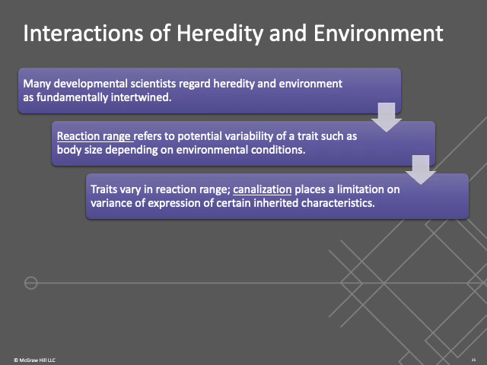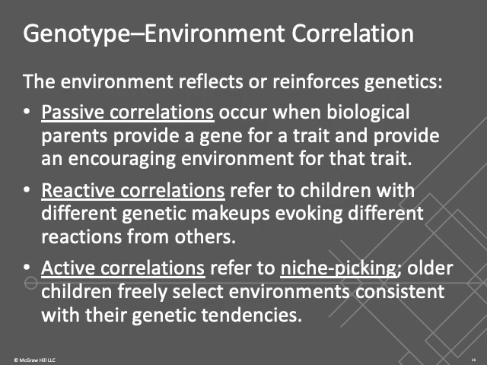Reaction range refers to potential variability of a trait, such as body size, depending on environmental conditions. Traits vary in reaction range. Canalization places a limitation on variance of expression of certain inherited characteristics. The environment reflects or reinforces genetics.